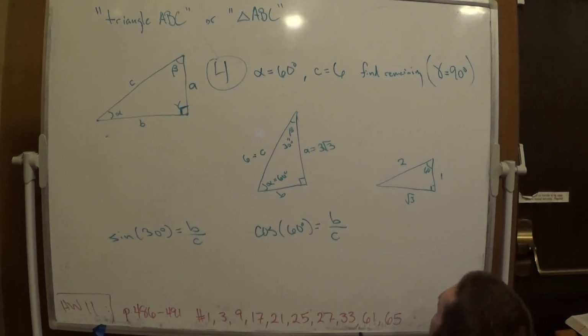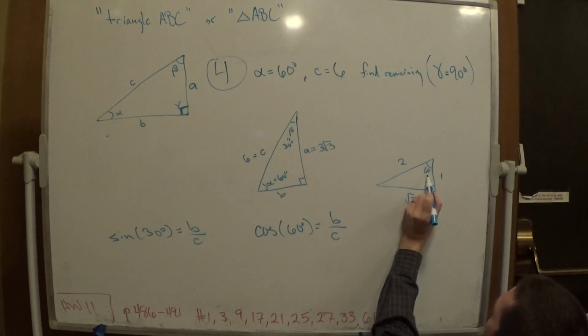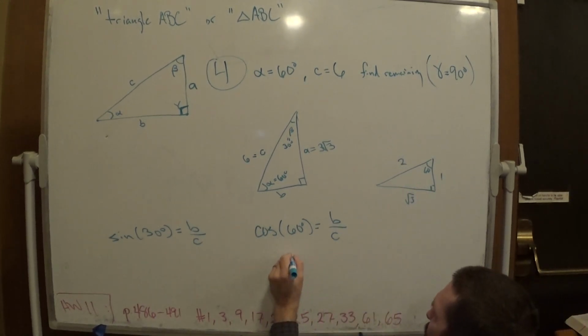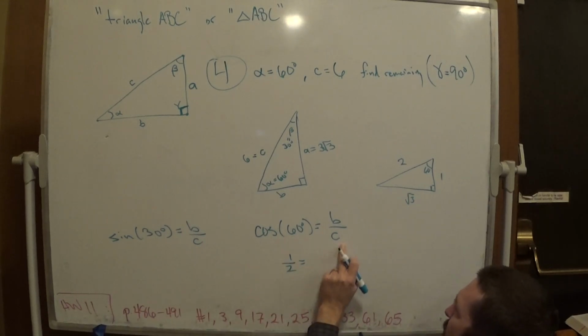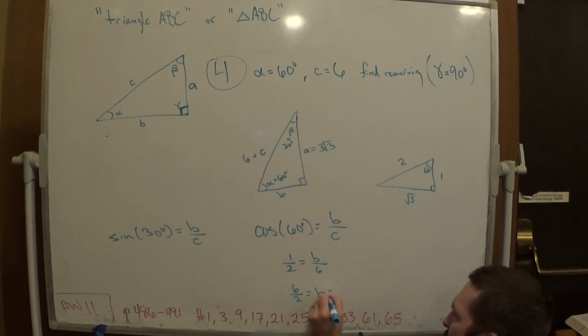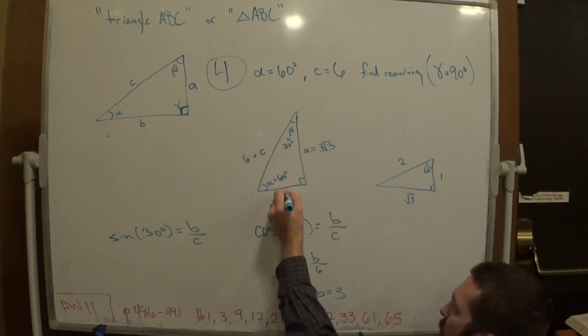1/2, right? Because there's 60. Cosine is adjacent over hypotenuse, so 1/2. So this is 1/2, and I wrote c. C is actually 6, so that's b over 6. 6 comes upstairs, gives me that, so that b is just 3.